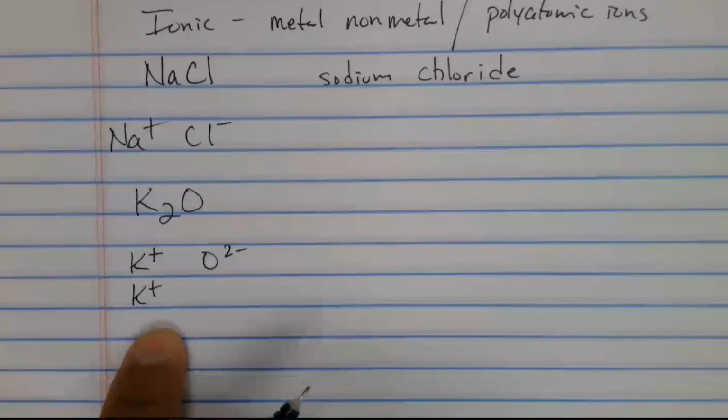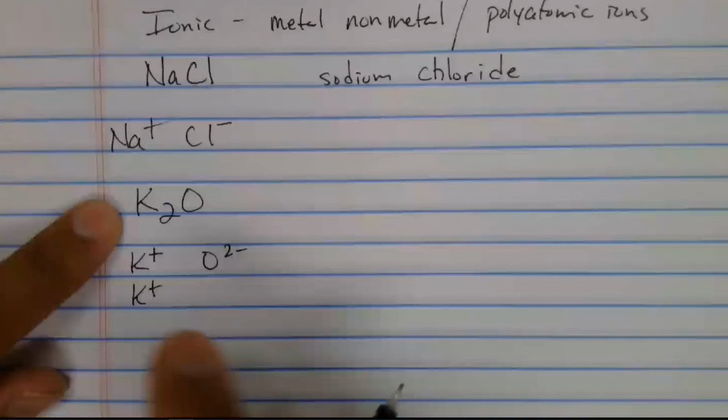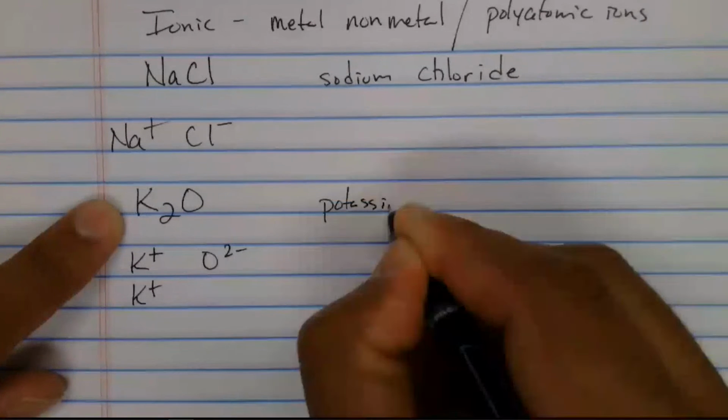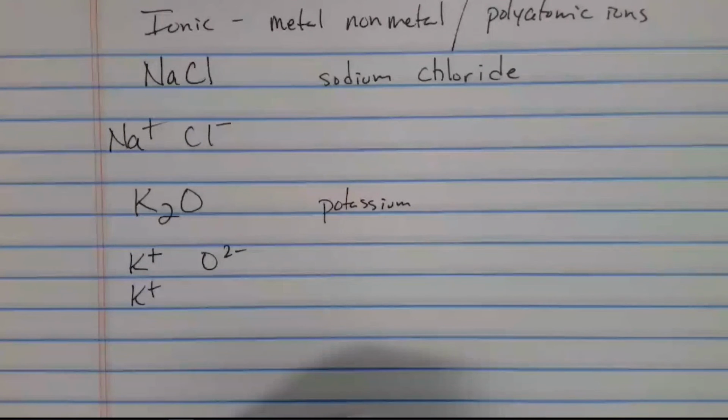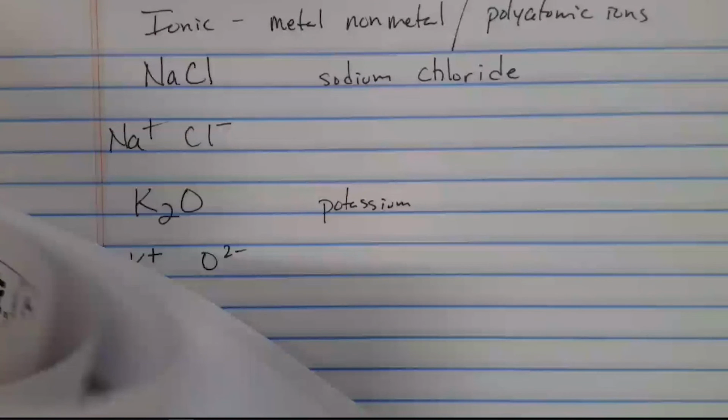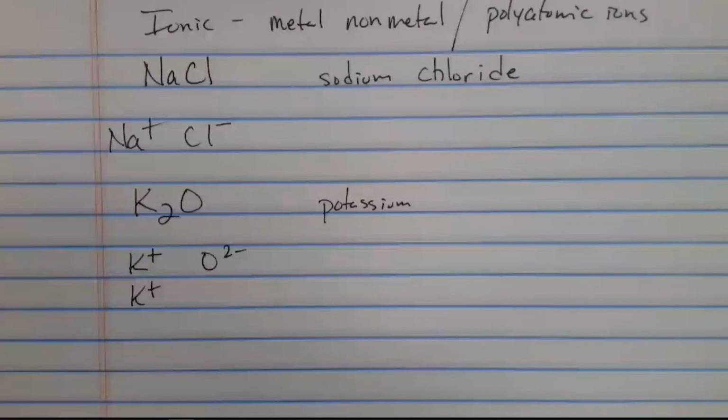Okay, what's the name here? Straightforward, potassium. O2 negative. Now be careful there. We got to name it with the anion name. So O2 negative is oxide. So you change the suffix.